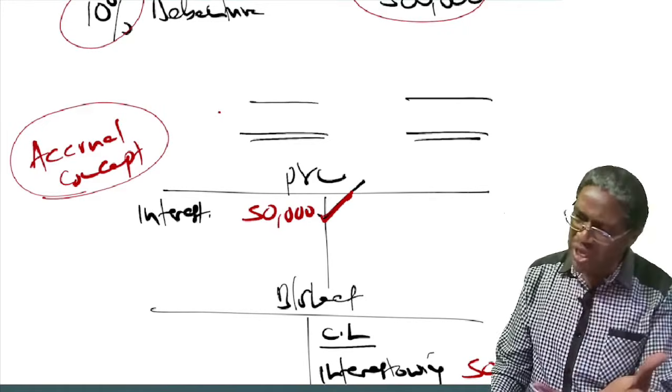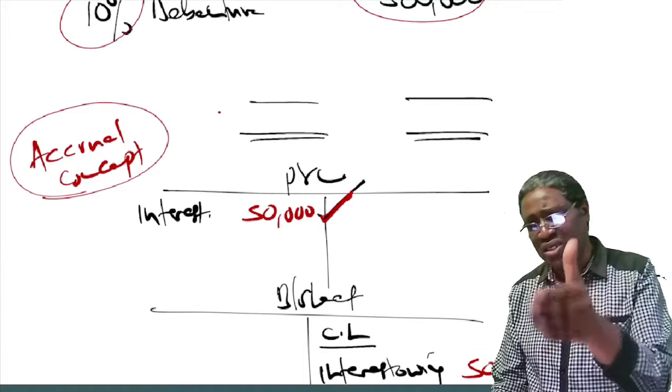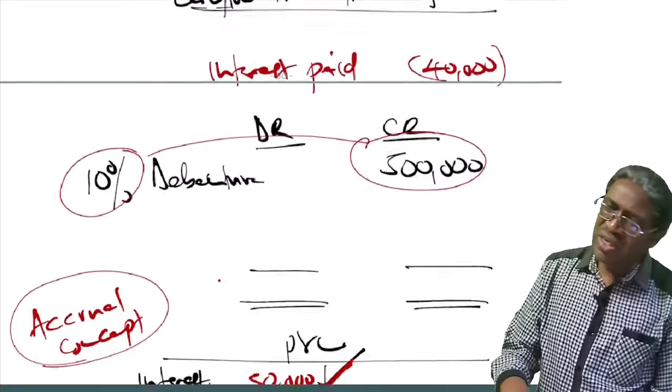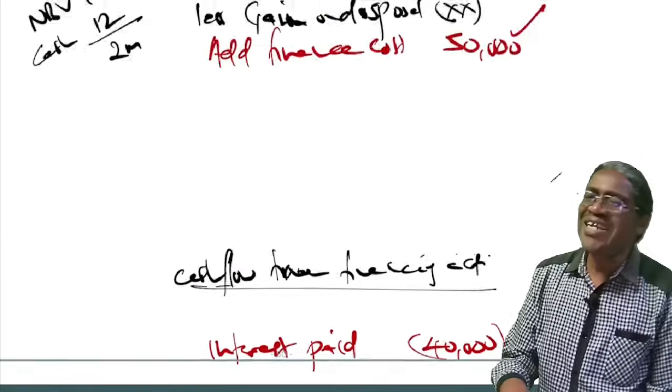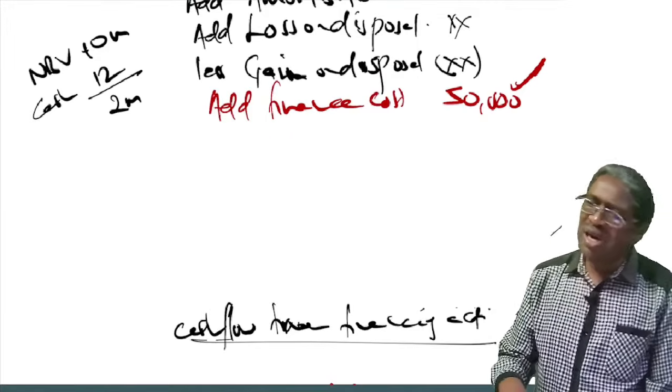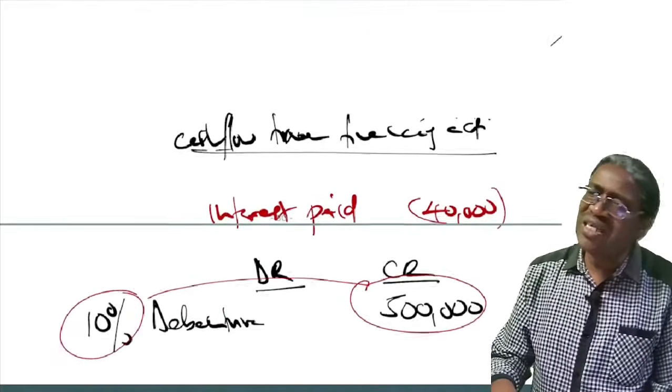It's just a bookkeeping entry. It was just determined by taking 10% of their debenture. That's 50. So it's obvious that 50 is a non-cash item. Good. Now listen. What about among the financing activities?